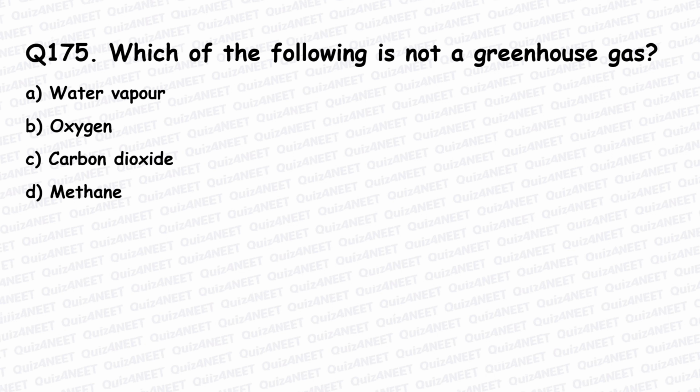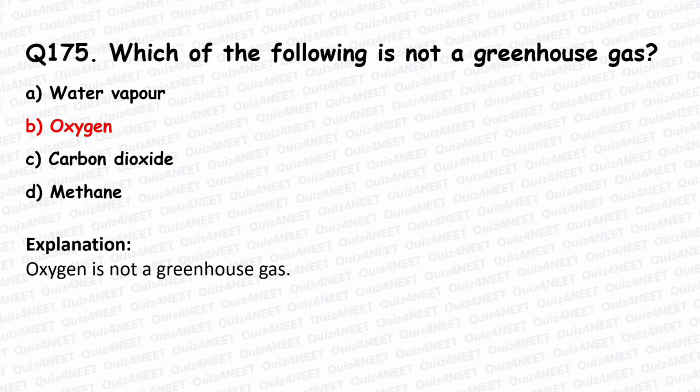Q175. Which of the following is not a greenhouse gas? A. Water vapor, B. Oxygen, C. Carbon dioxide, D. Methane. Answer: B. Explanation: oxygen is not a greenhouse gas.